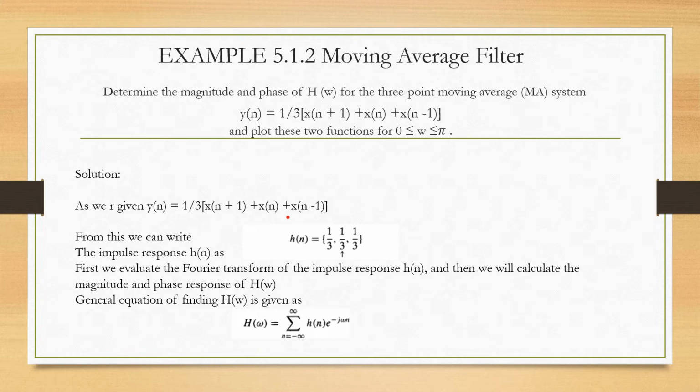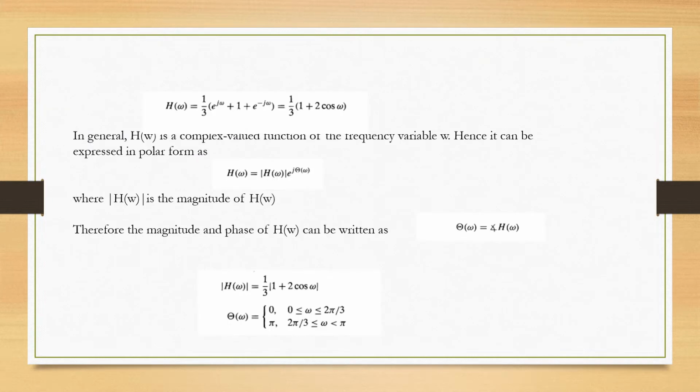We know the general equation for finding H(ω) is given by H(ω) = summation n equal to minus infinity to infinity h(n) e^(-jωn). H(ω) = 1/3 (e^(jω) + 1 + e^(-jω)), which equals 1/3 (1 + 2 cos ω).